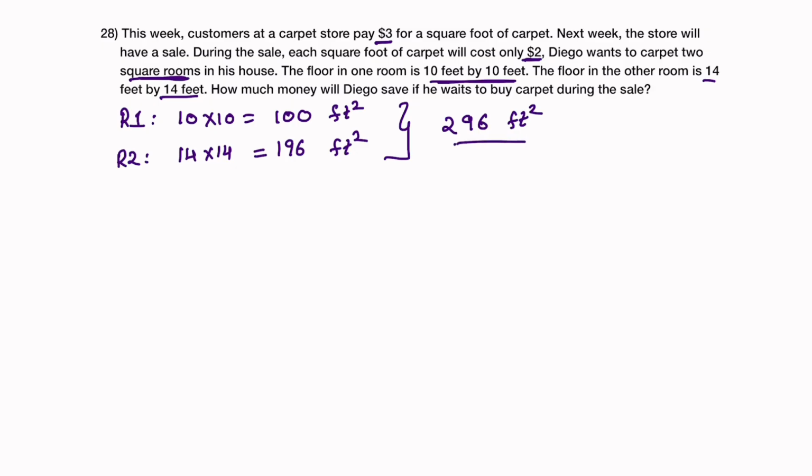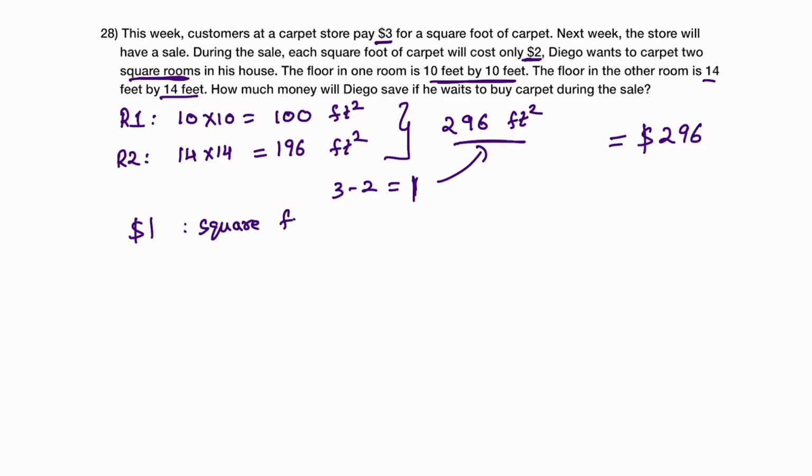So, how many square foot does he have? Because he's saving $1 per square foot, right? So, times 1 only. So, the answer is actually $2.96. Understood? Because it's 3 minus 2, right? So that's 1. So you multiply this because that's what he is saving. He's saving $1 for a square foot.